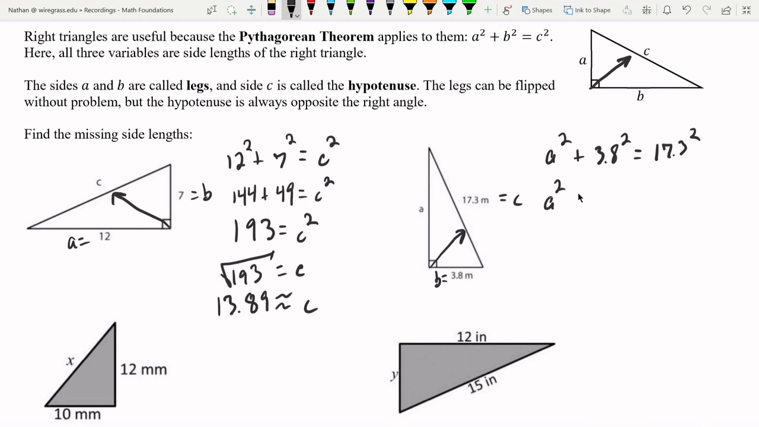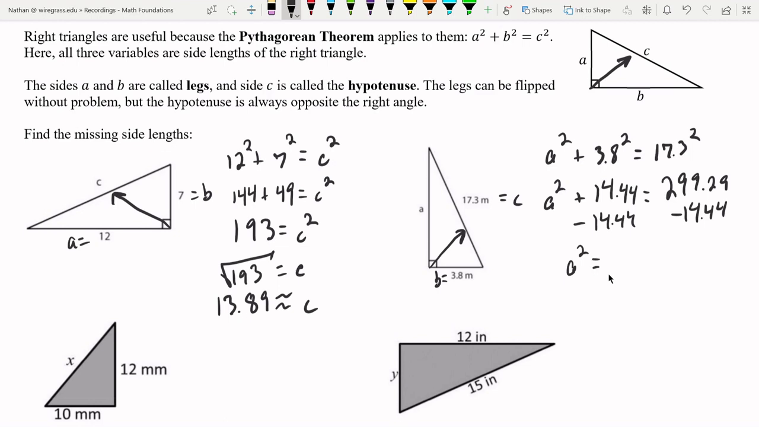3.8 squared is going to be 14.44. And 17.3 squared is 299.29. Okay, we need to get the A squared term by itself. In the last one, C squared was already by itself, so we didn't have to move anything around. For this case, we have to get the A squared term by itself, and then we can do this square root process. I'm going to subtract the 14.44.